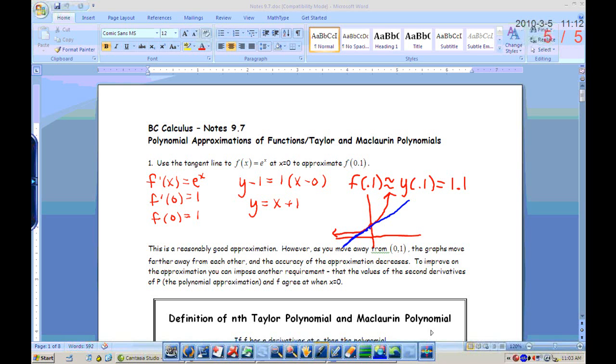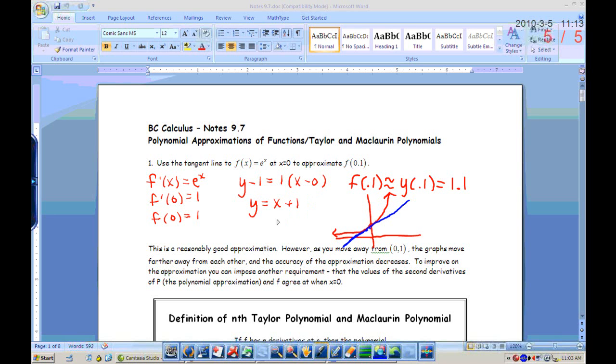The two things that you need in order to write the equation of a tangent line are the slope at the specific point and a point. So we have to take the derivative, find the derivative at x equals 0, and find the corresponding y value of f when x is 0. So the equation of my tangent line is y minus 1 equals 1 times x minus 0.